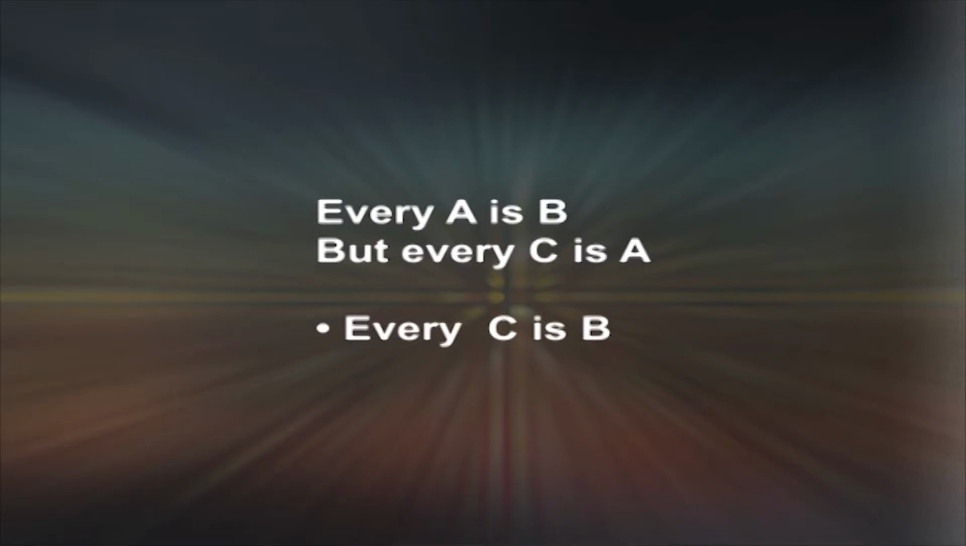Here, the content is different, but the form or pattern is the same. When substituting symbols, it becomes: every A is B, but every C is A. Therefore, every C is B. The concern of formal logic is to find out the principles or laws according to which the similar elements must be combined in order to ensure validly constructed arguments.